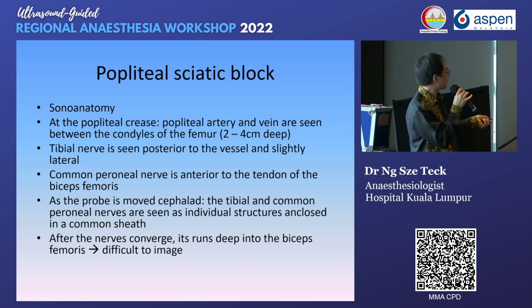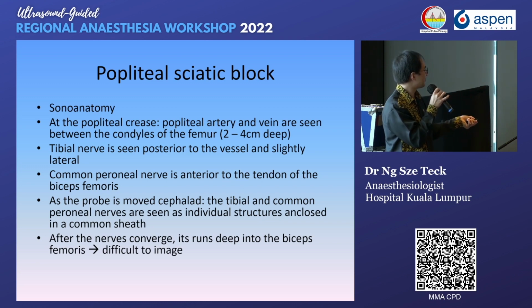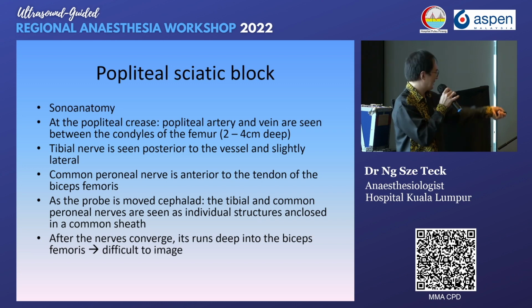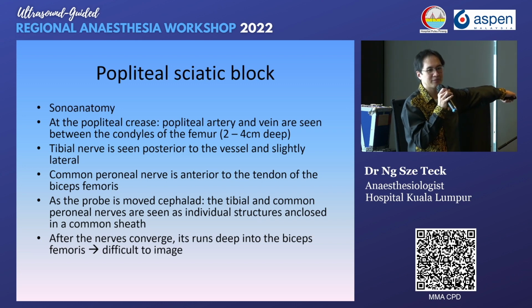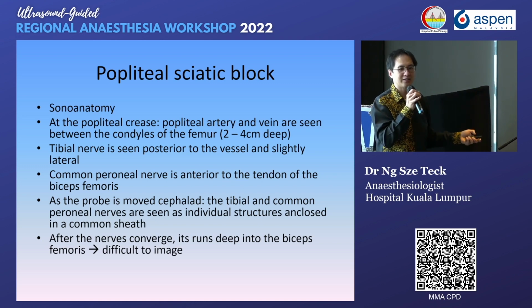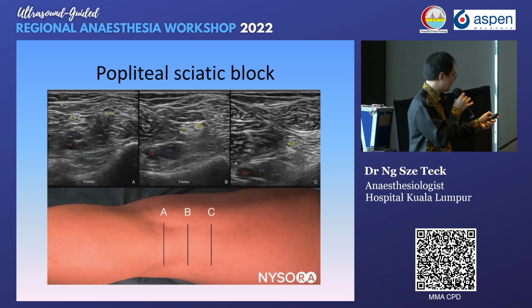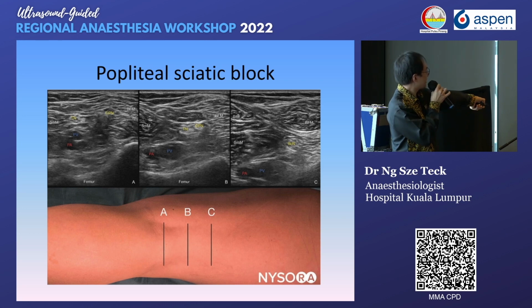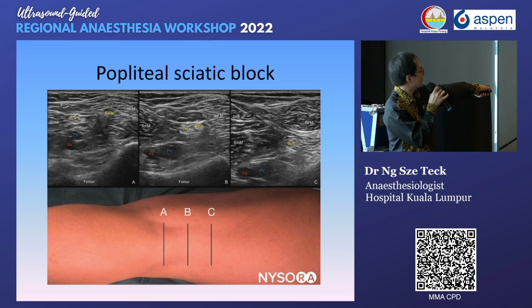But then again, you just slide your probe cephalad, and then you can see the common peroneal nerve and tibial nerve as individual structures, and they come together and join together. So after the nerves converge, they form the sciatic nerve, and then it will enter under the biceps femoris. When it enters the biceps femoris, it becomes very deep. So at this point, most of the time, you can't see the nerve anymore. So this is what I'm trying to say at the popliteal crease: you see two individual nerves, then they join together, and then they go deep behind the biceps femoris.